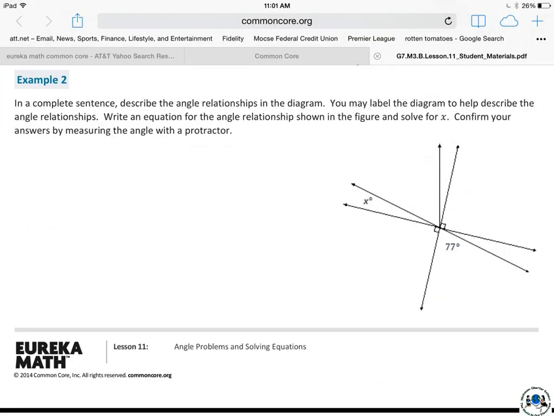Here we go again, example 2. In a complete sentence, describe the angle relationships in the diagram. It says here you may label the diagram to help describe the angle relationships, because that may indeed help if you need to. Then write an equation for the angle relationship shown and solve for x. Confirm with a protractor.